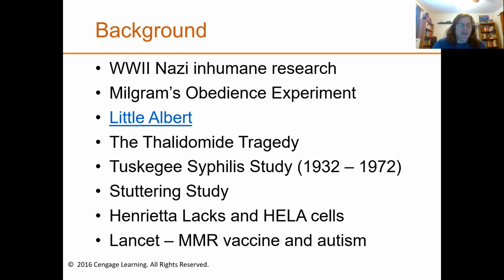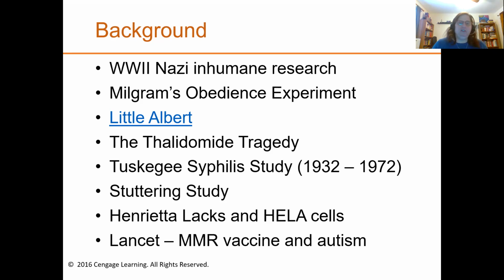Okay, and then just in case you haven't heard about it, the MMR vaccine and autism. We've all heard about this notion, right, that there might be an association between the MMR vaccine and autism. Well, here's why people believe this. One person did a study, and it came out in The Lancet. The Lancet is a very well-known, very well-respected journal.